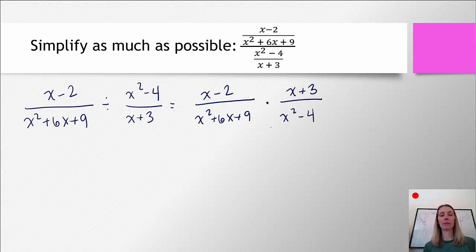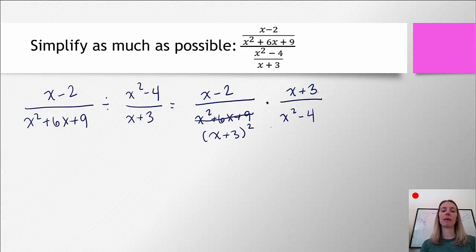Okay, the next thing that I want to check for is I want to see if I can factor any numerator or any denominator. X minus 2, can't factor that. X squared plus 6x plus 9, yes. That is a perfect square trinomial. If you didn't recognize that, that's okay, because it's not too bad to do target product, target sum. I'm just going to cross that out as I rewrite, it's equivalent to x plus 3 quantity squared.